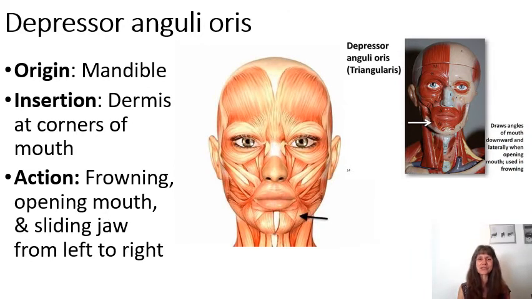Next we have Depressor anguli oris. This muscle appears like a triangle. And the origin of this muscle is the mandible. The insertion is the dermis at the corners of the mouth. The action is frowning, opening the mouth, and sliding the jaw slightly from left to right.